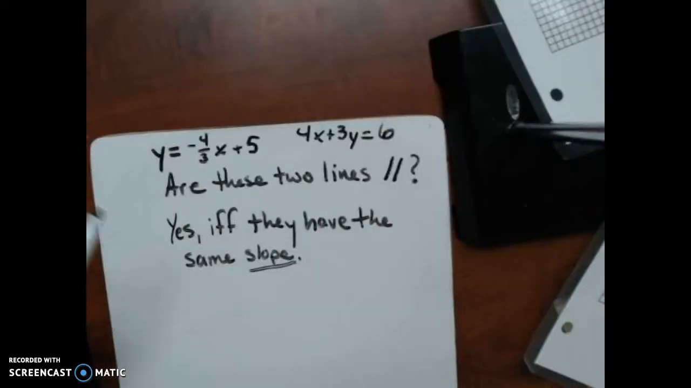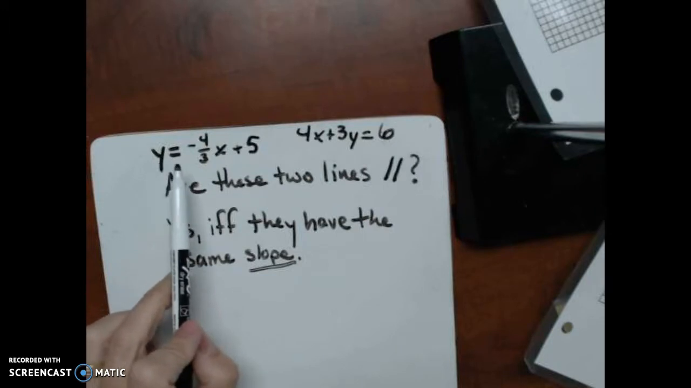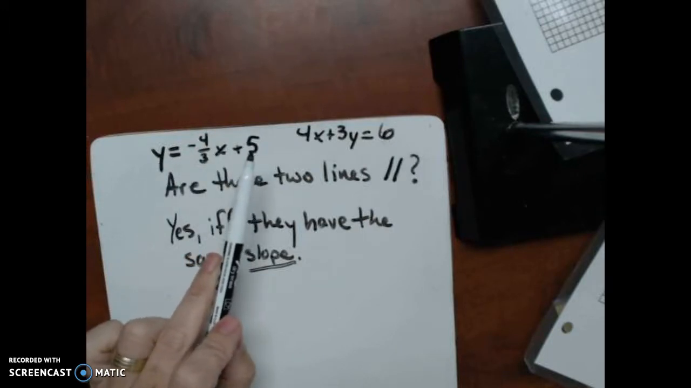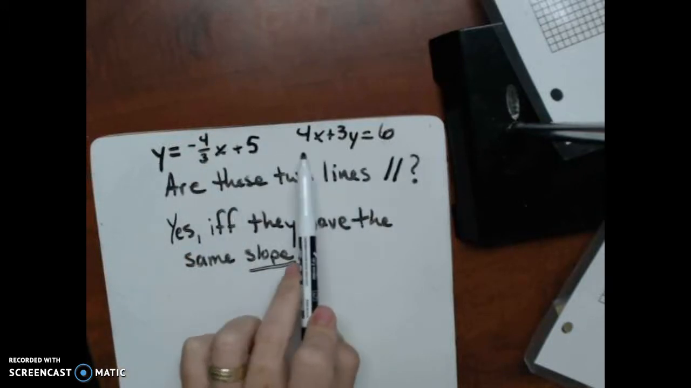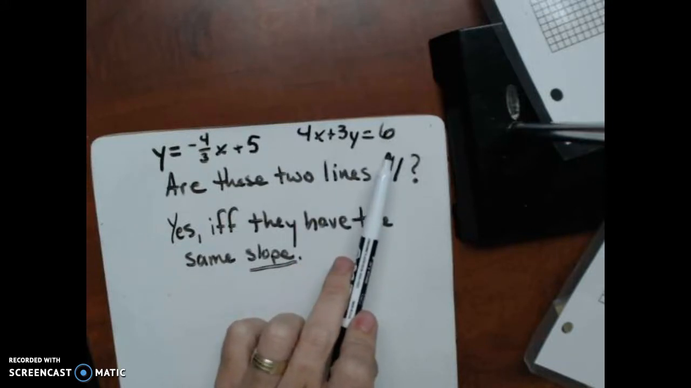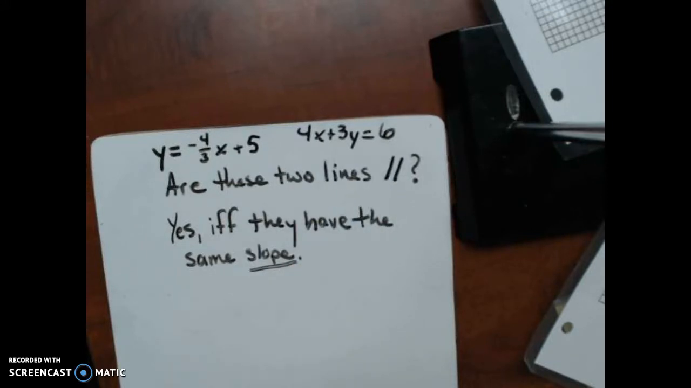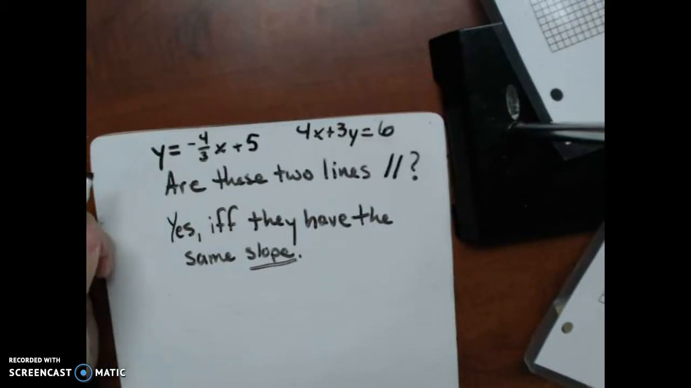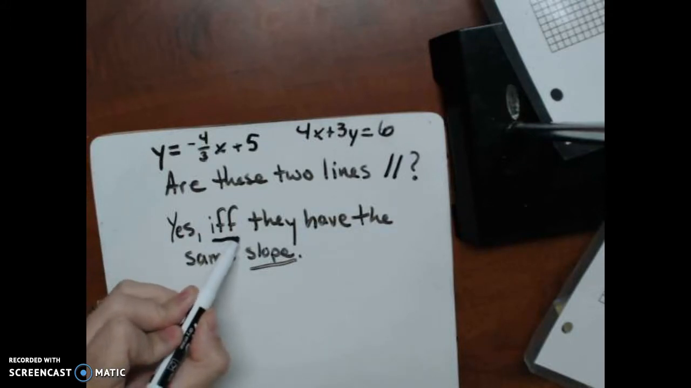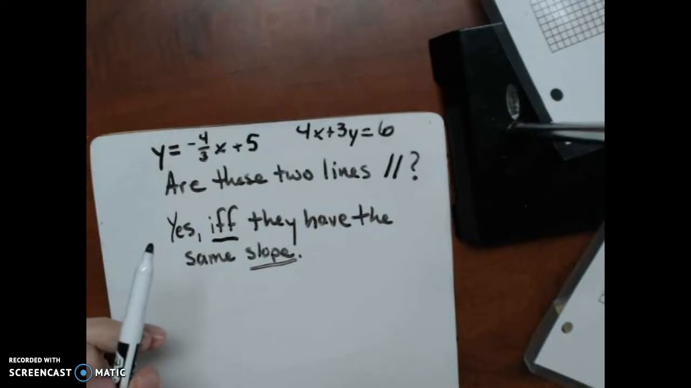We've got two equations here. This one is already in mx plus b form. This one is not. This is in standard form. So we have to put them in the same form so we can compare them and answer the question, are these two lines parallel? And the answer is yes, but this thing right here means if and only if they have the same slope.